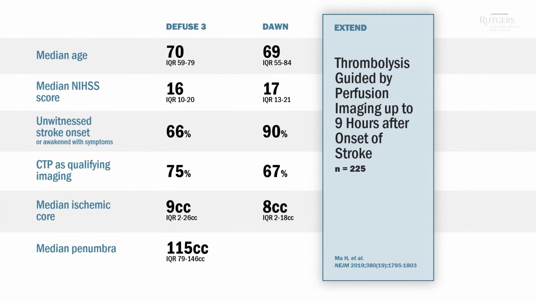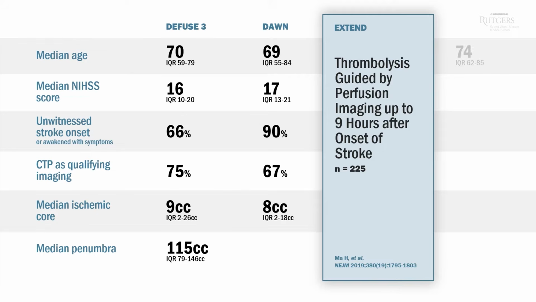EXTEND focused on intravenous TPA, enlarging the window from 4.5 hours to 9 hours after last known well. By the way, if patients woke up with stroke symptoms, the onset of stroke was defined to be the midpoint of sleep. So technically, if a patient went to sleep at 11 p.m. and woke up at 9 a.m. with stroke symptoms, as far as the EXTEND trial is concerned, stroke onset would be 5 hours ago.